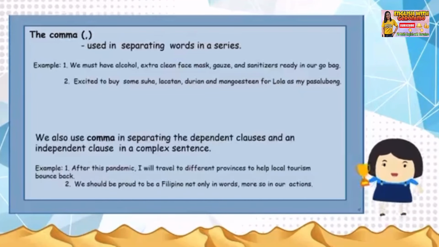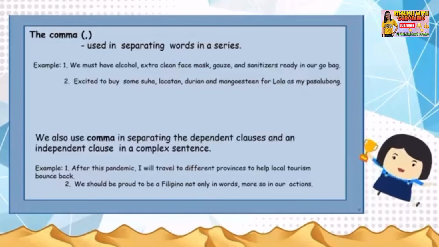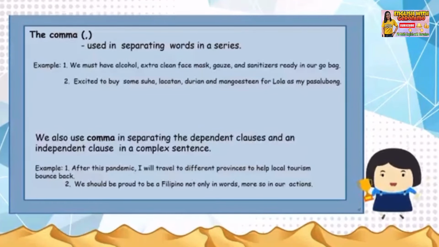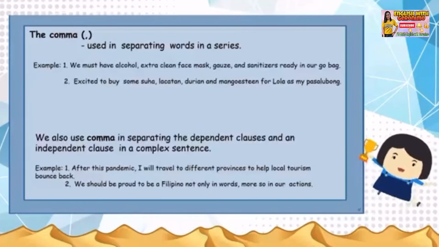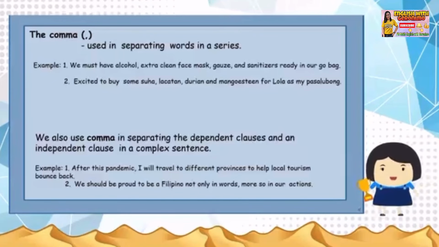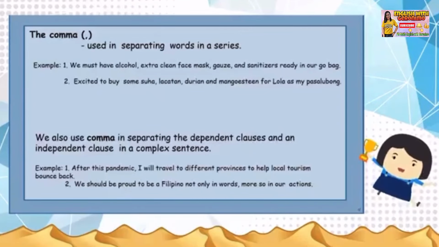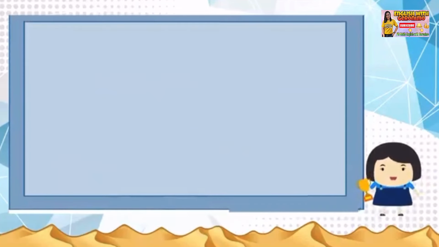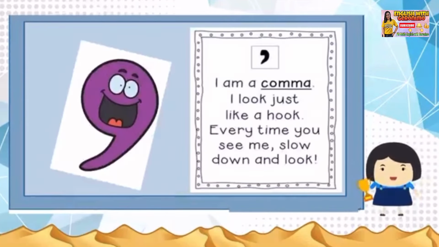Also, we use comma in separating the dependent clauses and an independent clause in a complex sentence. Example, after this pandemic, I will travel to different provinces to help local tourism bounce back. 2. We should be proud to be a Filipino, not only in words, but in our actions. This is how a comma looks like.